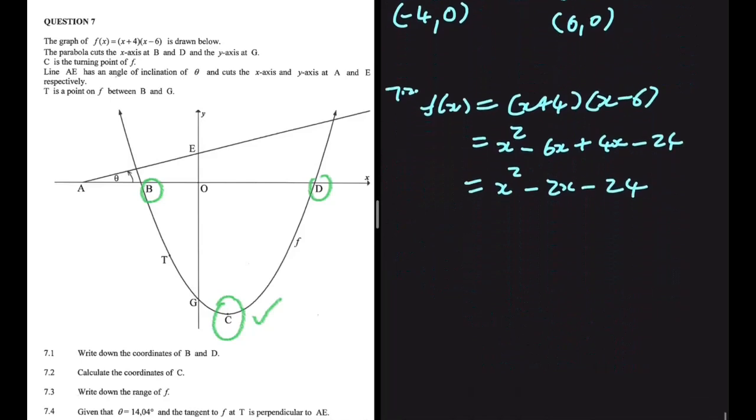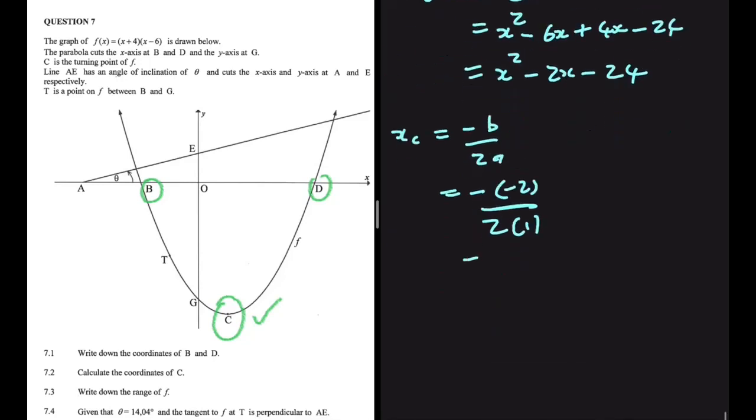If we want to find the x value of C, we say minus b divided by 2a. Where b is the coefficient of x, it happens to be minus 2, divided by 2a. A is the coefficient of x squared, which is 1. So 2 divided by 2, that is 1.